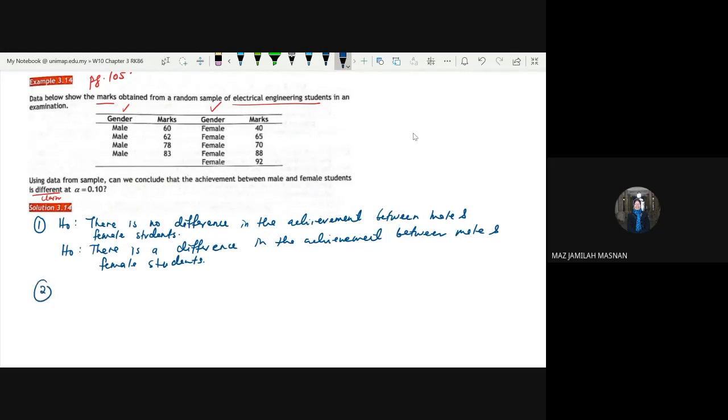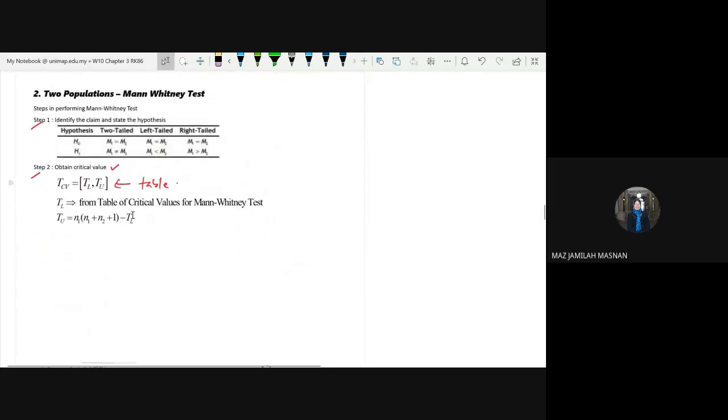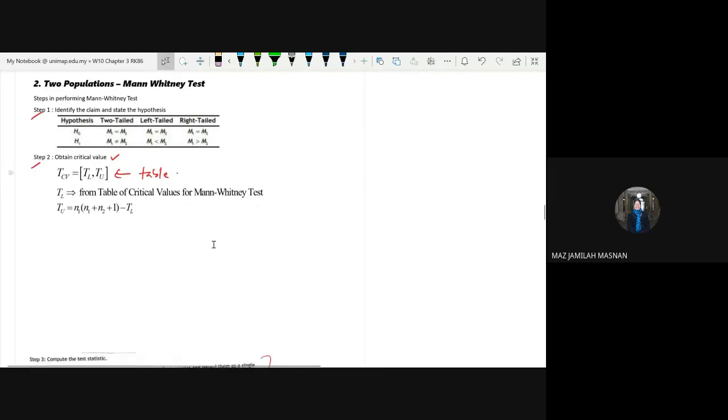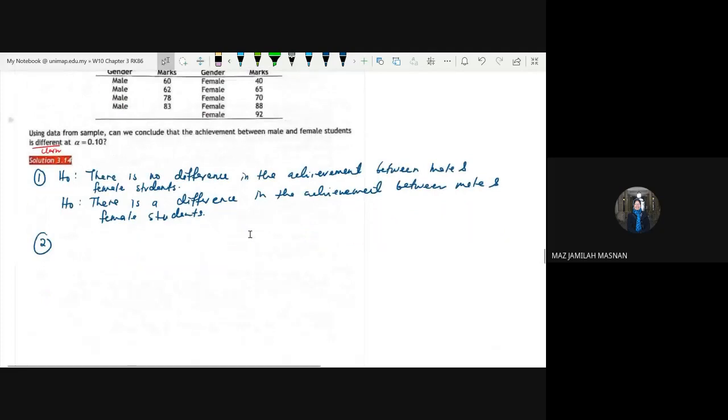Now, second, what is the second step? So for the second step, if you look at your textbook, you will need to find the critical value. So how do we find the critical value? Let us see how we can do it. For the second one, it will be your critical value based on your alpha 0.10.